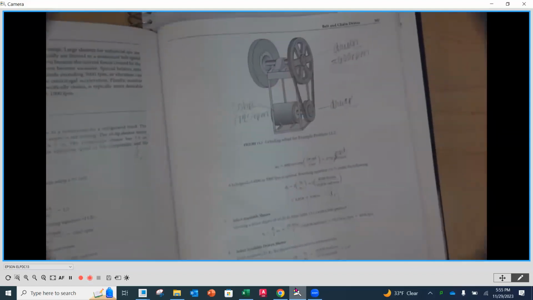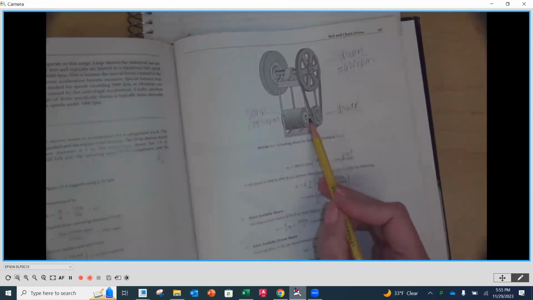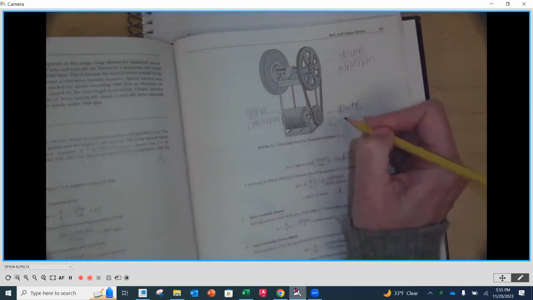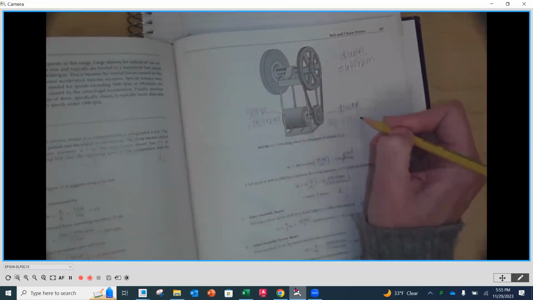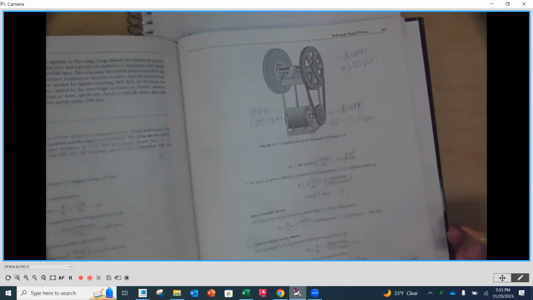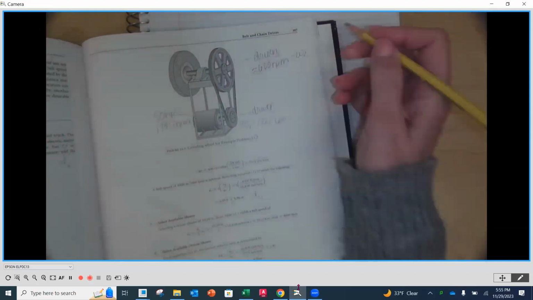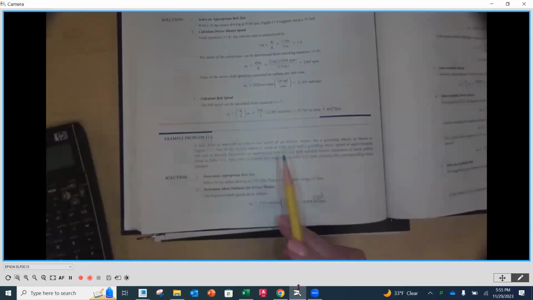In the problem statement, they're telling us that it's a 50 horsepower electric motor and it's rated at 1725 RPMs. So that means coming out of the motor, 1725 RPMs. So our W1 is that same number, 1725 RPMs. The grinding wheel, they want to be going at approximately 600 RPMs. That's what's desired. So that's going to be our W2.